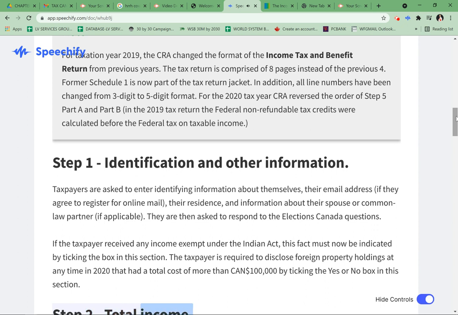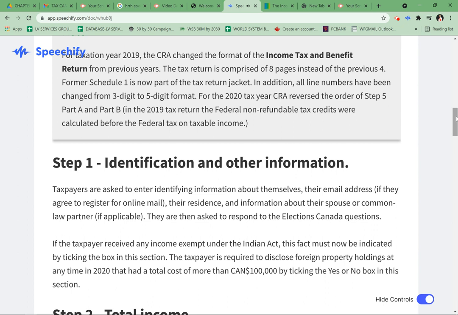Step 2 Total income. Step 3 Net income. Step 4 Taxable income. In Step 4, taxpayers may deduct other specified items from net income to arrive at taxable income.